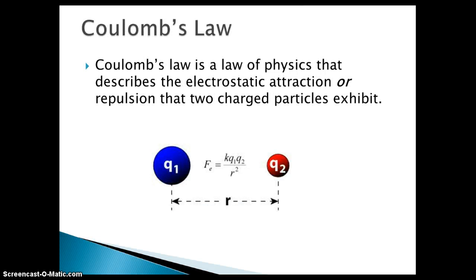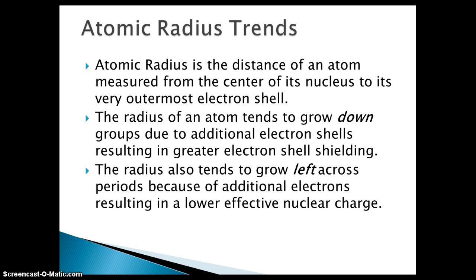So first things first. Coulomb's law is a law of physics that describes the electrostatic attraction or repulsion that two charged particles exhibit. In other words, Coulomb's law describes the strength of attraction between two particles and the distance between them. You'll be seeing a lot of Coulomb's law come into play in the next periodic trends I will be talking about. The first periodic trend I will be talking about is atomic radius.